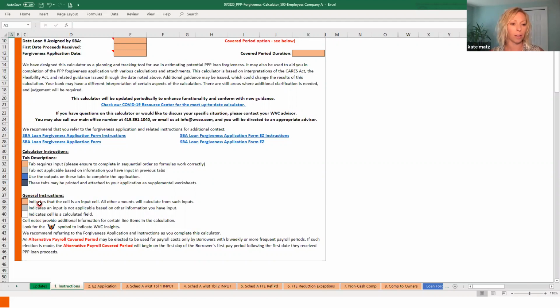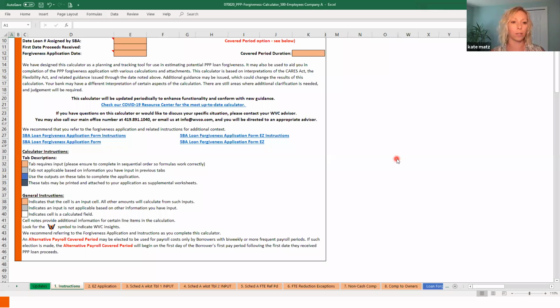This next section then on the colors talks about colors for individual cells. So, similar kind of color coding. The salmon color means this is an input cell, so this is where you would enter data. Gray means that you should not put anything in the cell. It's not required for you based on, again, other information that you have put in elsewhere. And then the white is a calculated field, so you're not able to input there. You'll have to input in the salmon colored fields, and then the white cells will automatically calculate based on those.